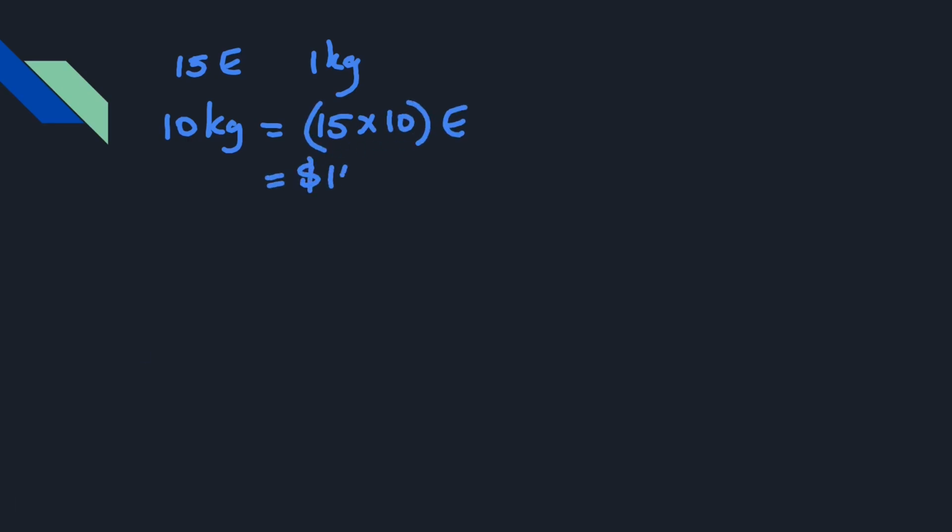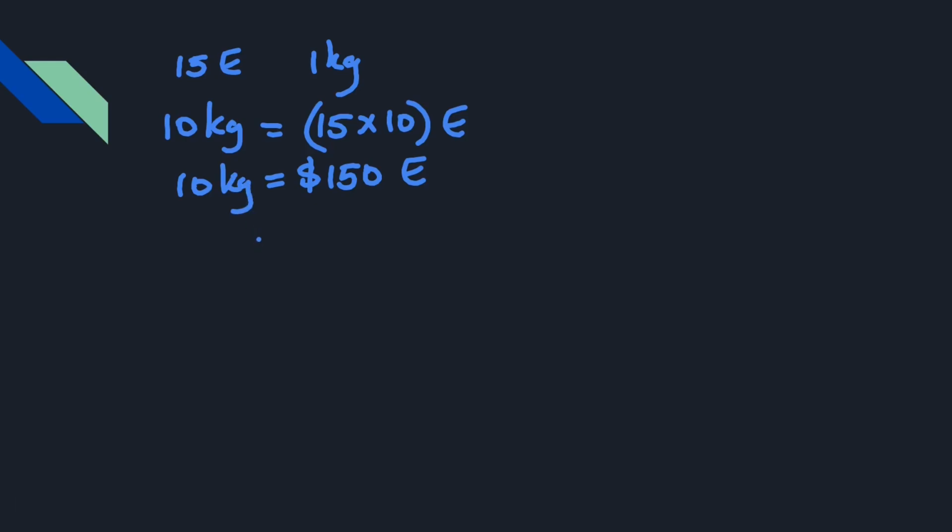All right, let's try and solve this problem. We know that 15 euros will get me 1 kilogram of cheese. First thing we need to do is figure out the cost of 10 kilograms of cheese. So 10 kg of cheese would be equivalent to 15 times 10 in terms of euros, which means we have 150 euros. That is the cost of the 10 kilograms of cheese.